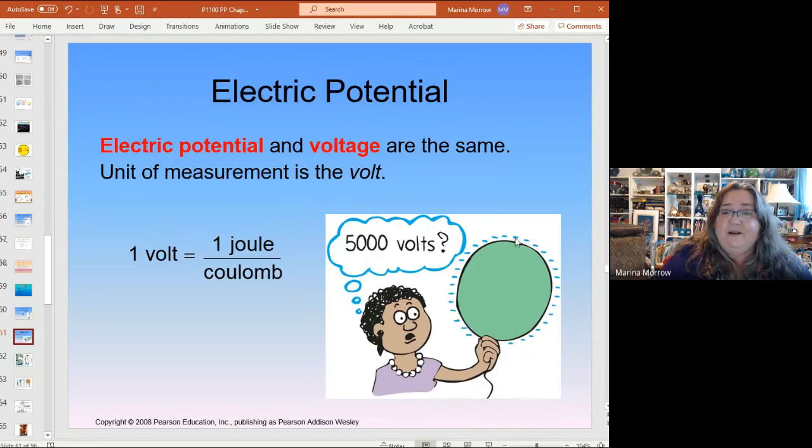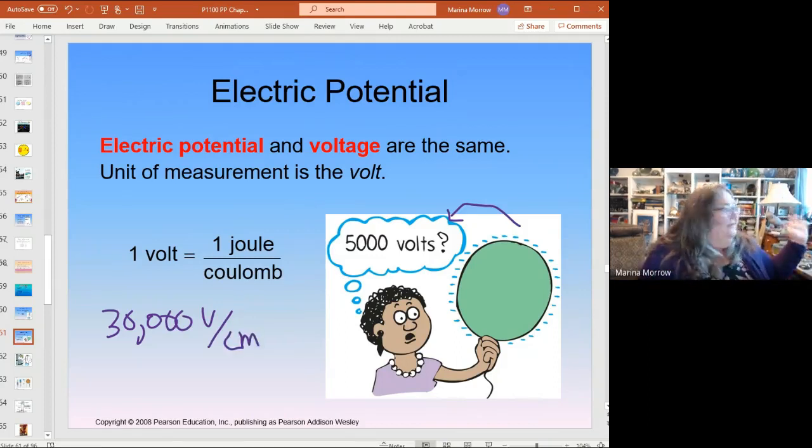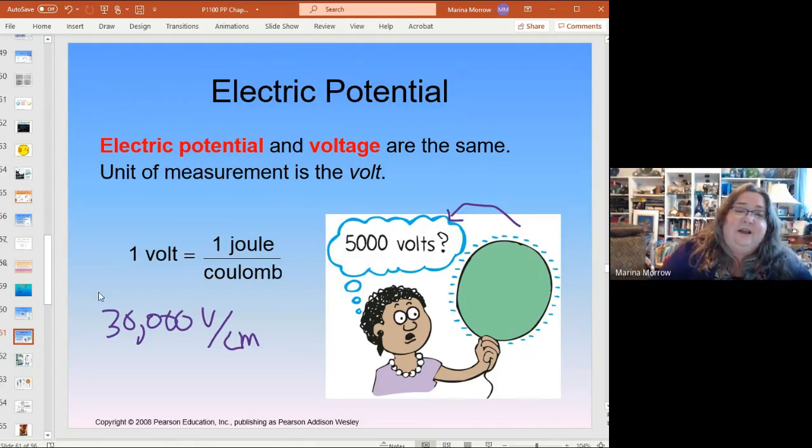And when you rub a balloon on your head, you can often transfer millions of electrons, and that could be as much as 5,000 volts that you have created. If you see an electrical discharge like a spark, it is 30,000 volts per centimeter. So in my little device over here, I was creating sparks of about a centimeter long. So that means that I had about 30,000 volts of potential.